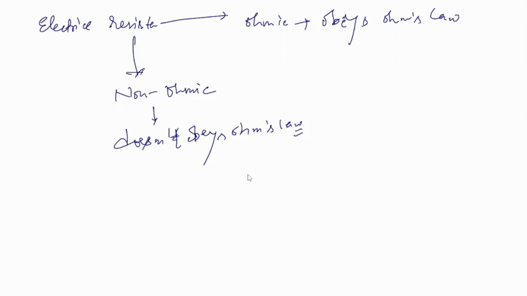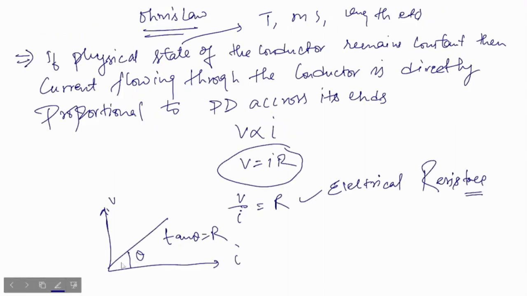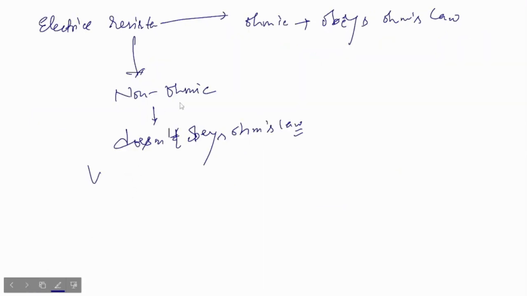And one property of a non-ohmic conductor is that the VI graph is non-linear. We have drawn this graph now, VI. This is linear. But for a non-ohmic conductor, this graph will not be linear. It will be parabolic or some type of curve.